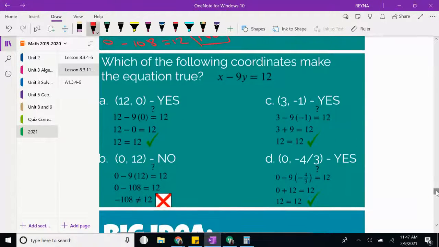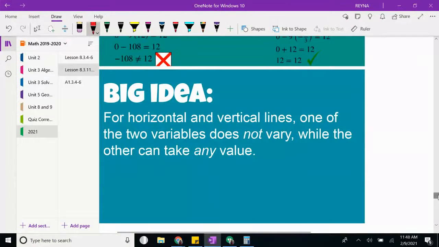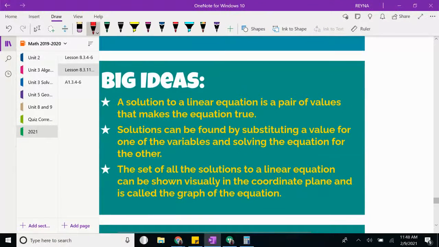After doing the math, C would be correct. And D would also be correct. So what are your big ideas for today? We wanted to know that horizontal and vertical lines only have one variable. So it's going to be X equals a number, or it's going to be Y equals a number. And then a solution to a linear equation is a pair of values that makes an equation true. So it's your X and Y that make your equation true.